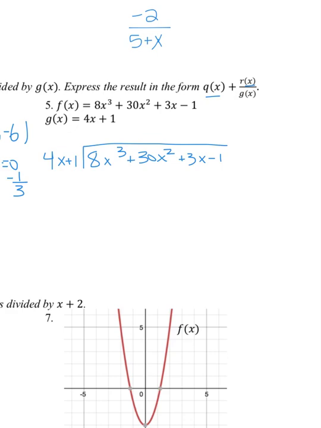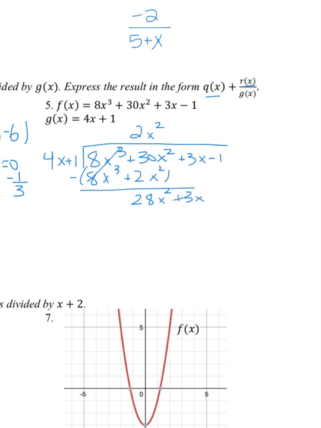So 8x to the third divided by 4x is 2x squared. I multiply that out. I get 8x to the third plus 2x squared, parentheses, and subtract. 8 minus 8 cancels. 30 minus 2 is 28x squared. Plus 3x is brought down.